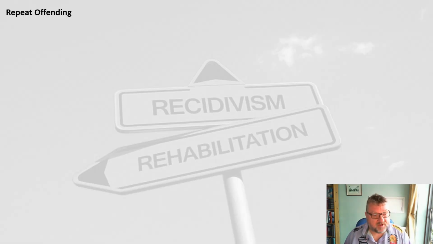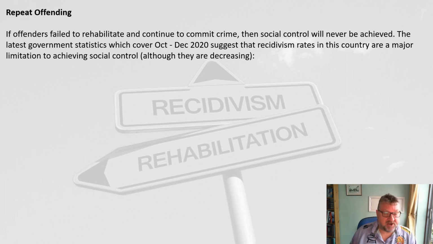So the first real limitation for agencies in achieving social control will come under the category of repeat offending. Repeat offending is a real issue in this country, and so let's dive into this in a little detail. Obviously it stands to reason that if you don't rehabilitate an offender, they're going to continue to commit crime. And if that's the case, then you aren't achieving social control.